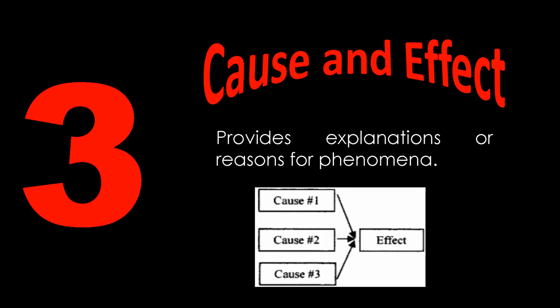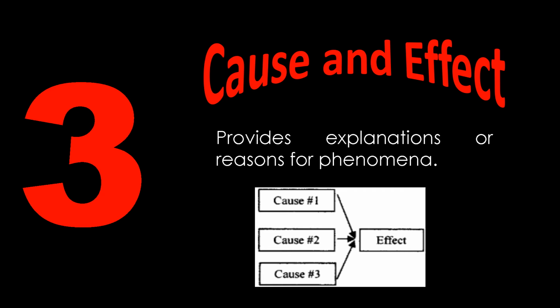The text structure that we're going to study now is cause and effect. This is used to provide explanations or reasons for a phenomenon. It provides an explanation telling why or how something happened. It also describes how two or more events are related or connected. An example topic could be the effects of cramming for an examination.